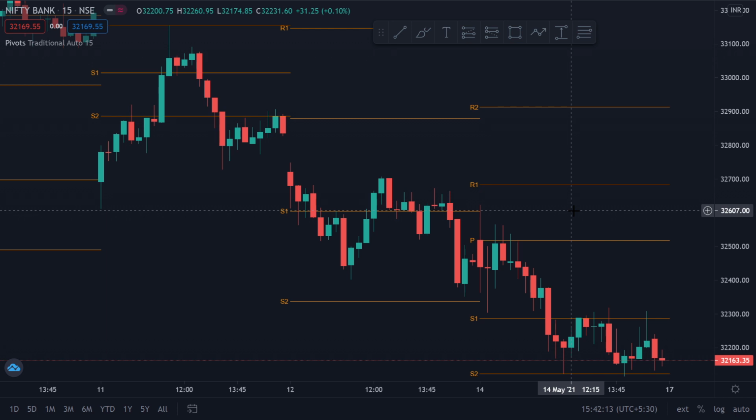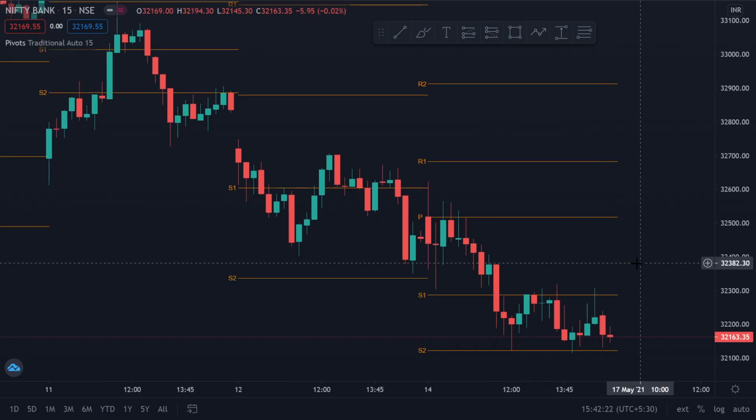This was just an explanation of how pivot points are calculated, what is the significance of pivot points, and how on certain days they act as very important levels for us in the market as an intraday trader.